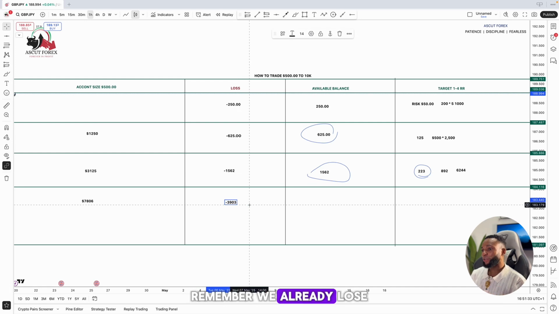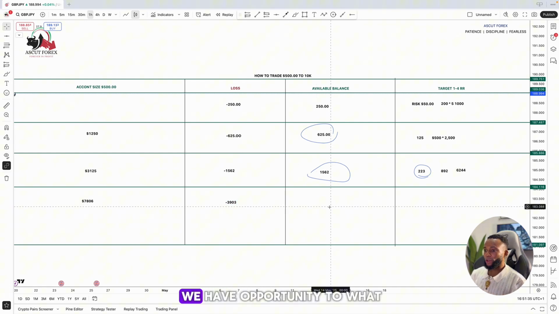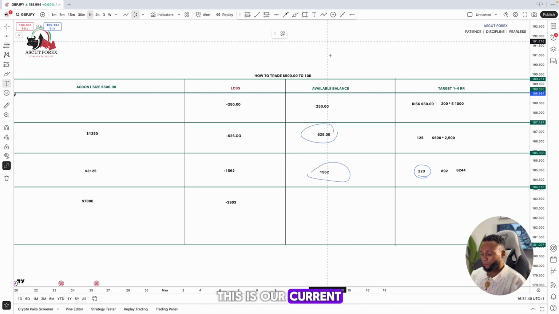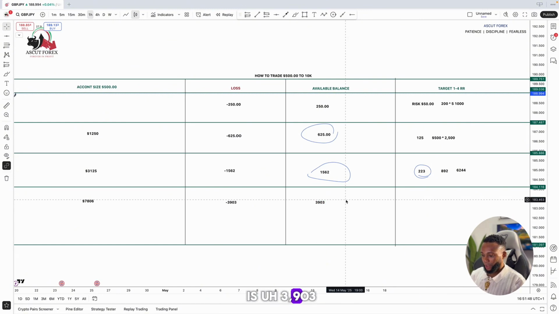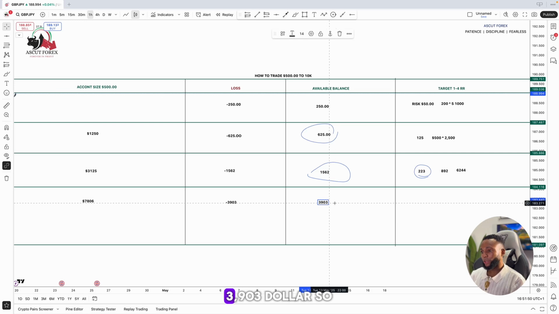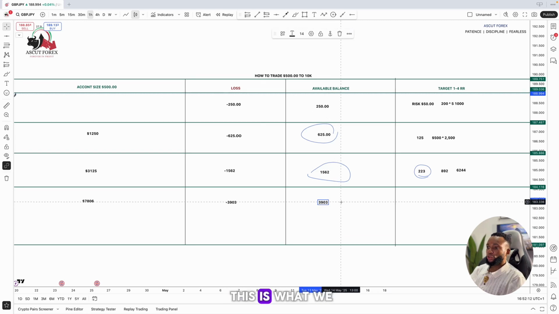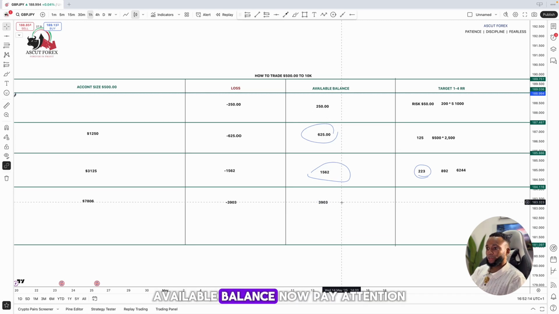Remember, we already lost 10 trades already. So we have the opportunity to win 10 trades. Now this is our current balance. This is our available balance we have here, $3,903. So this is what we have here as our available balance. Now pay attention.